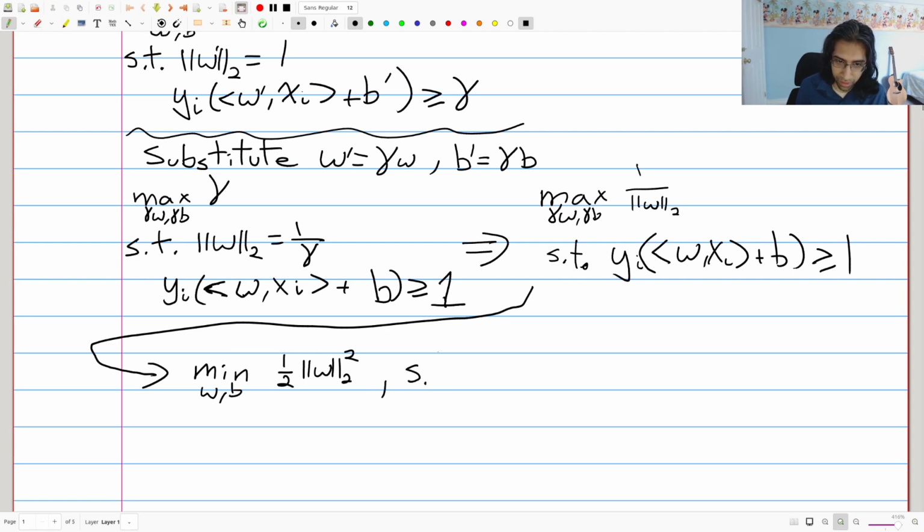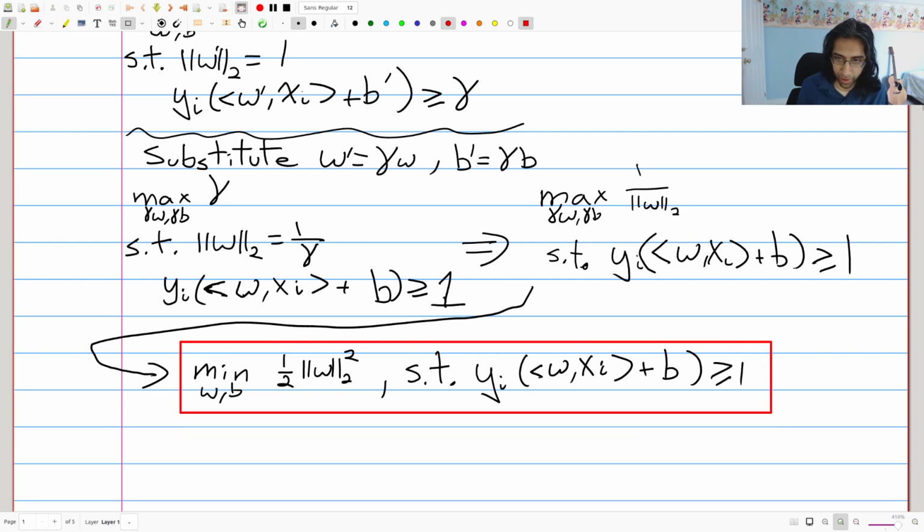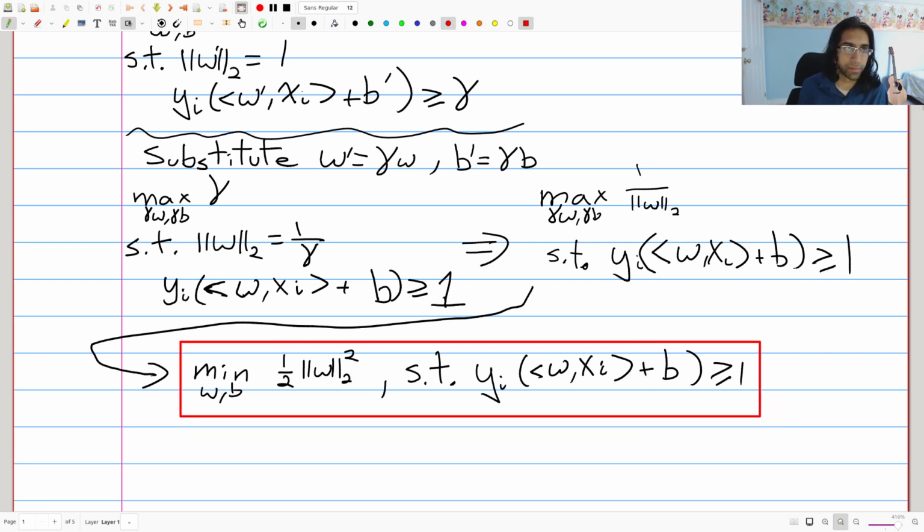And we have the constraint that yi times the classification, w x plus b, is greater than or equal to 1. So this is, at long last, it took a little while for us to get here, essentially the hard margin SVM problem. So now let's take a look at it and try to compare it with what we had before.